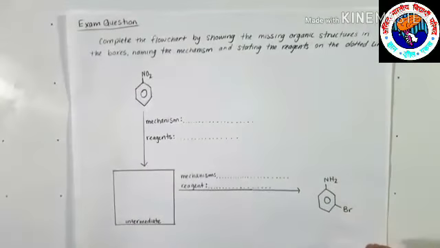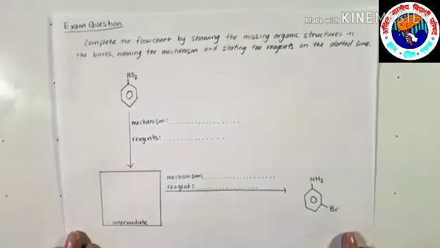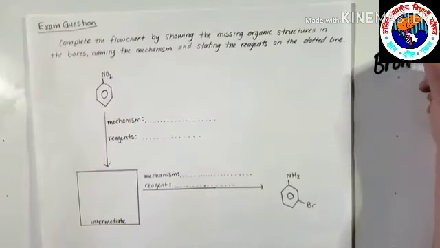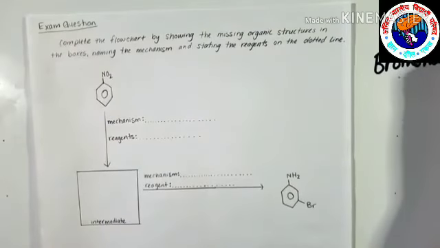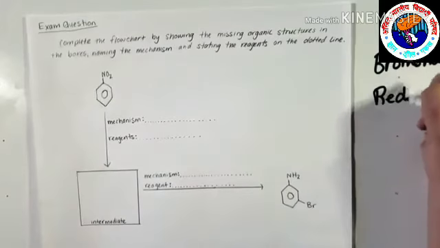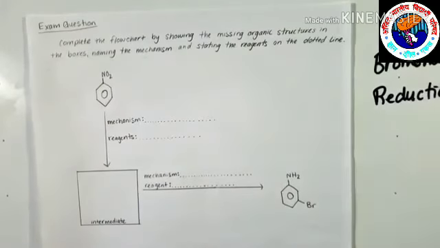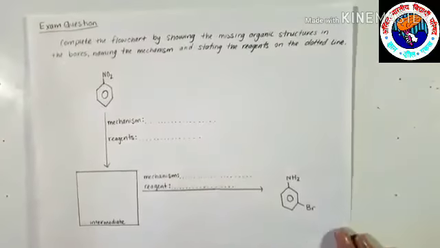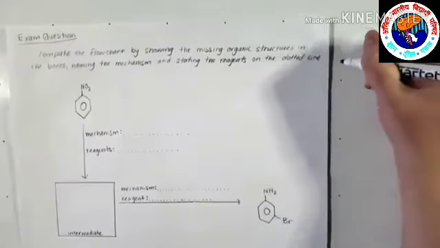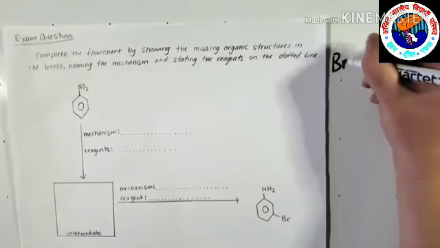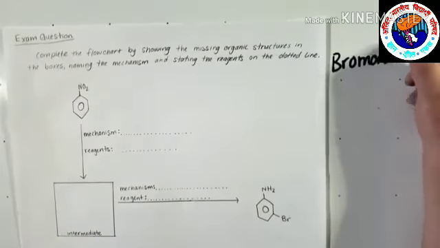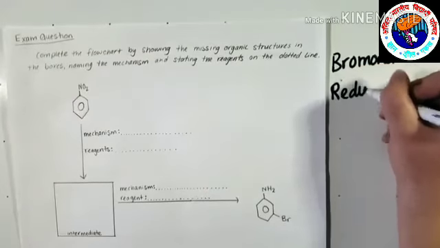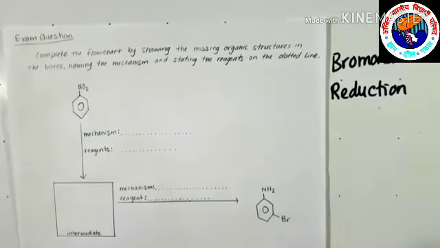So does the bromination happen first, or does the reduction happen first? Oh, that's not even on screen. So let's move this over. Not that it was massively important, but we have our two reactions, bromination and reduction. So which is going to happen first?